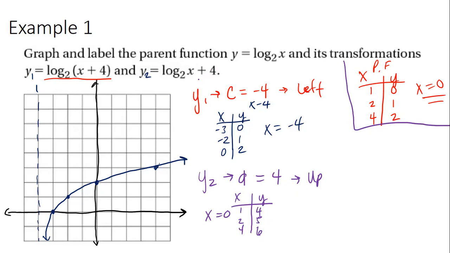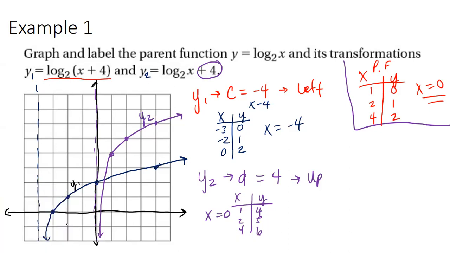We're on the second one, identifying our transformation. So on this one, for y2, you're still at x equals 0. We're now at 1 is 4. 1, 2, 3, 4. We're now at 2 is 5. And 4 is 6. And our asymptote is unchanged because your asymptote only changes if your x changes, because it's x equals. So here's our y2.